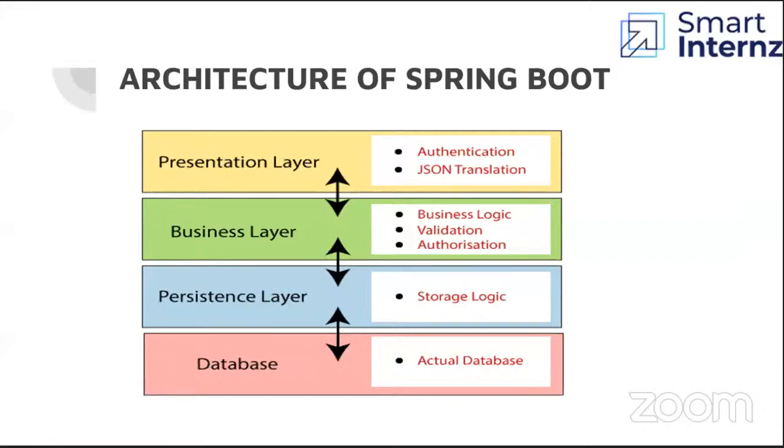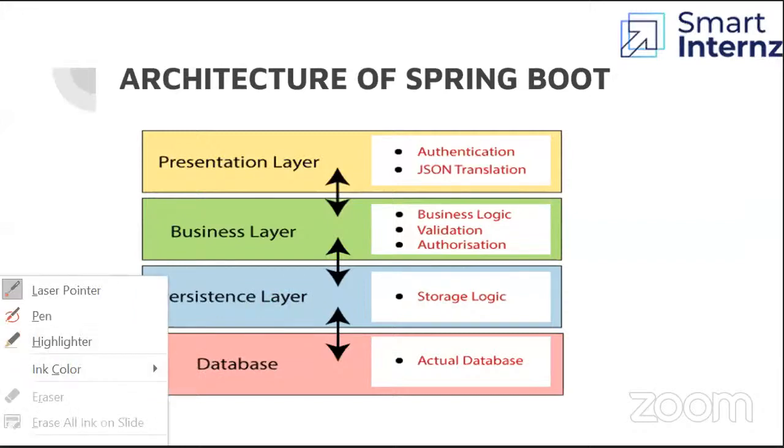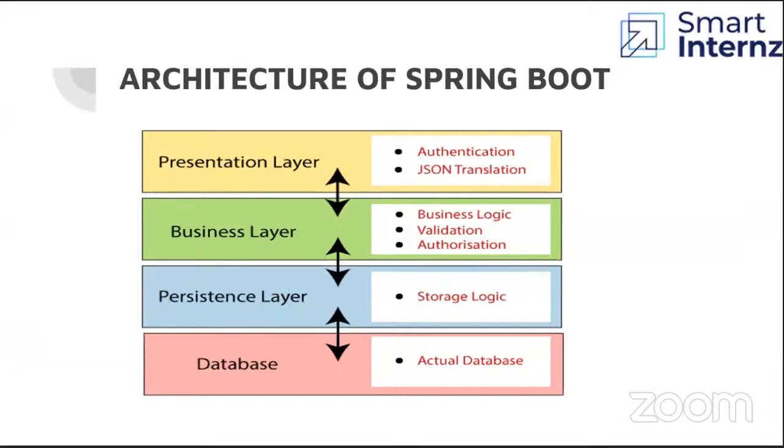Right. So from this, you can understand that Spring Boot has a layered architecture. Okay. Now we'll discuss what we have in each layer. In the presentation layer, we basically have two concepts known as authentication and JSON translation.